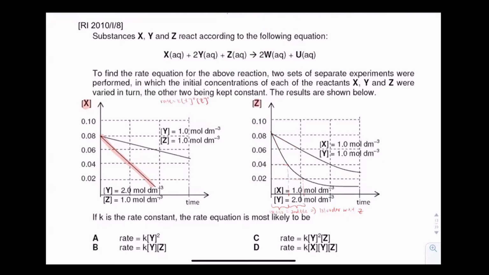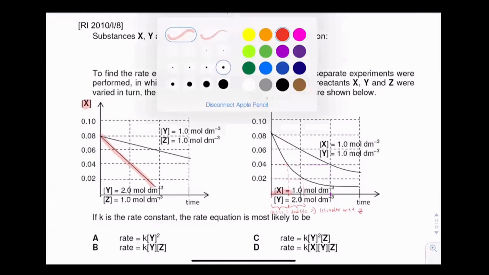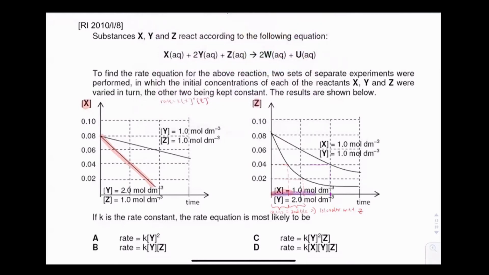also the half-life method. So you look at 0.04. Okay, and then I'm going to extend this. I'm going to find the time taken for the other graph when concentration of Y is 1 mole per dm cube. So it's here, right? And then you compare these two. So you see, the first one is only this area, right? And then the second one is from here to here. Do you see that the one in purple is 4 times of that in red?